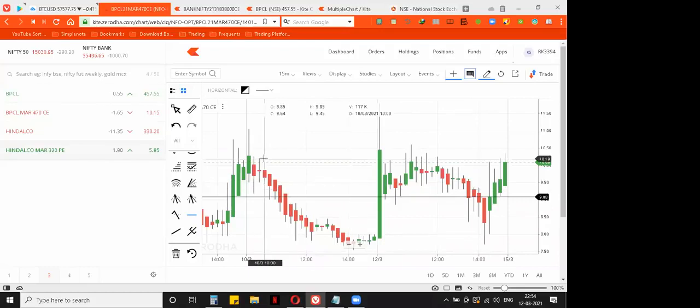I don't try to enter on a lower time frame, though I may get a cheaper entry price by 2 or 5 rupees. It doesn't matter in the context of Bank Nifty, which I trade every day. I hardly trade stock options. But this is some secret which I've always had up my sleeve. I thought I'll just share it with you all.